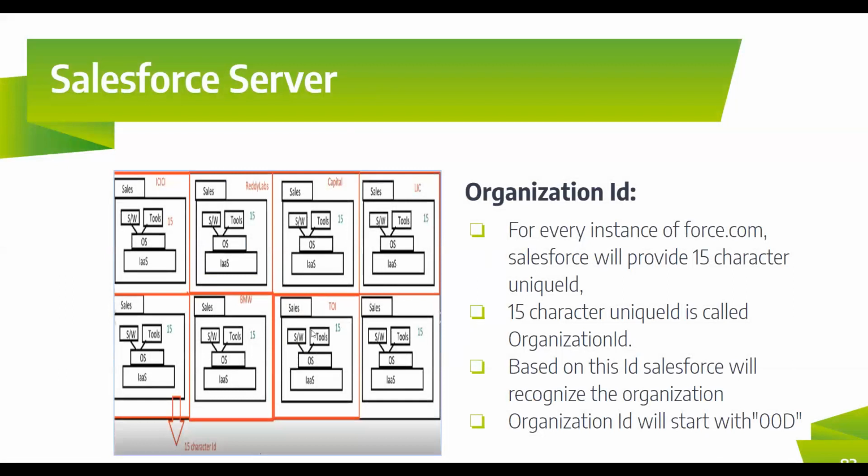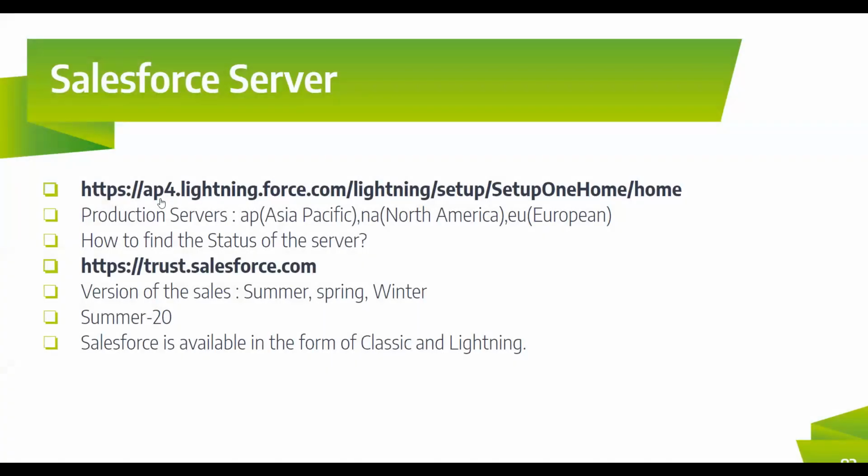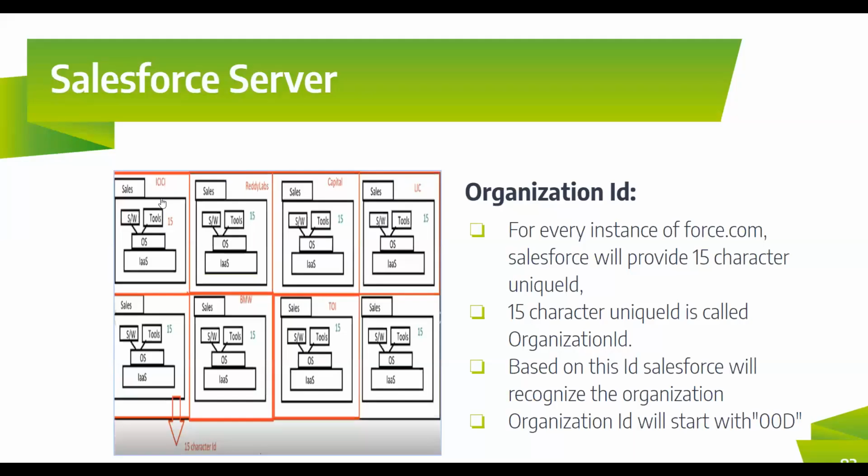So I already told you, we have something called Asia Pacific server, AP4, AP6, AP32, AP16, that is an Asia Pacific server, right? Each and every server will be assigned an organization ID. What is an organization ID? Now see here. ICICI Bank is there, Reddy Labs are there, Capital Info Solution is there, LIC is there. Likewise, we have different companies, different organizations. They would have purchased different organizations here.